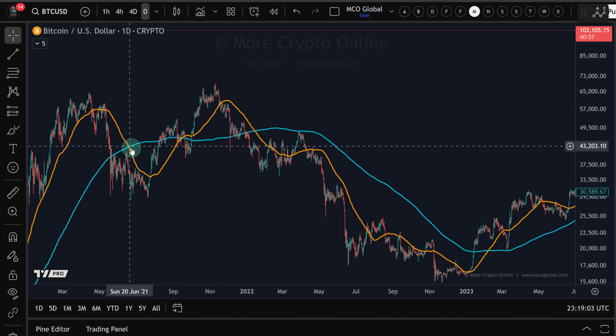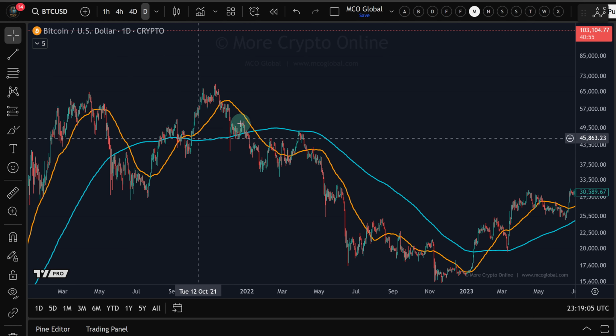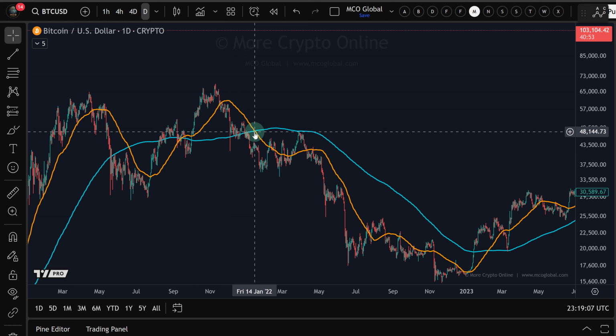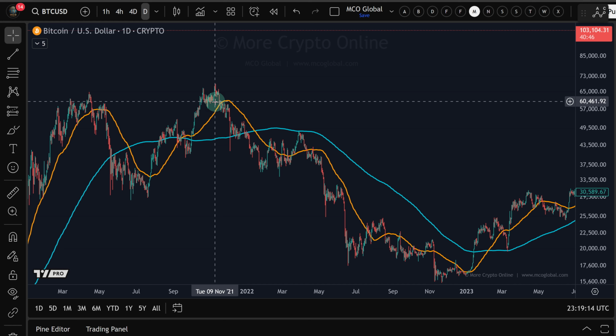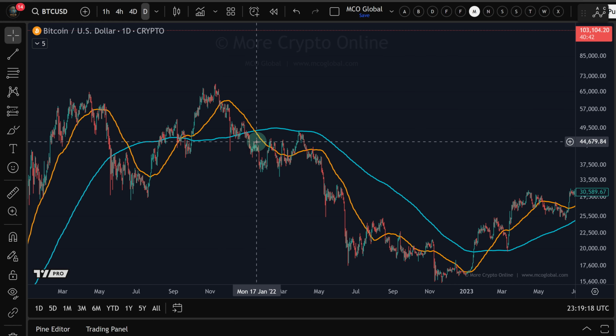I mean, this was in June 21. This wasn't even the bear market, this was the bear market start. But in January 22, it was late, 48K. We called it in November already, December. For those of you who know it, a lot of you were here on our main channel where we used Elliott Wave.